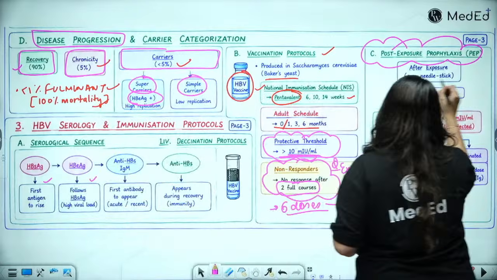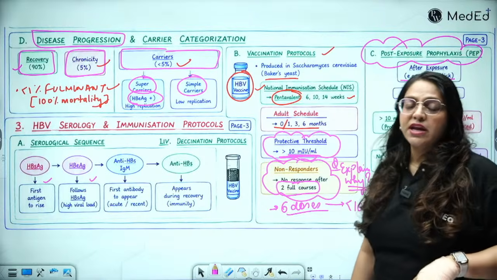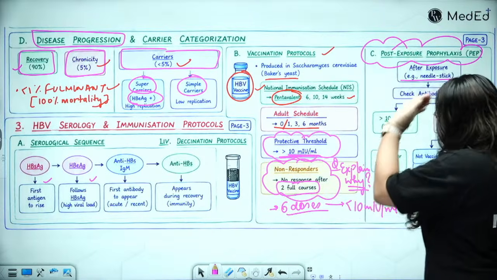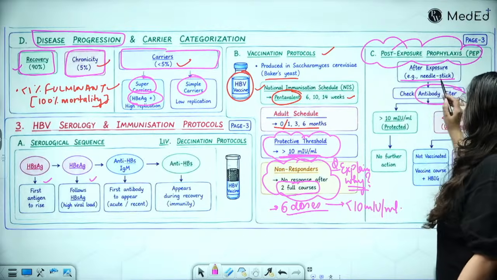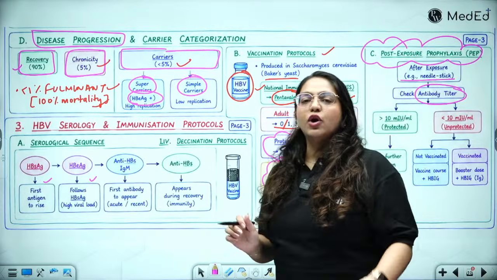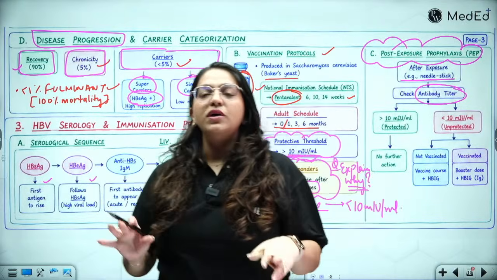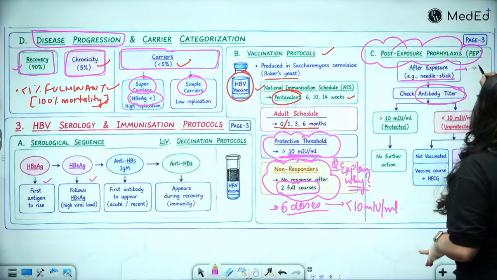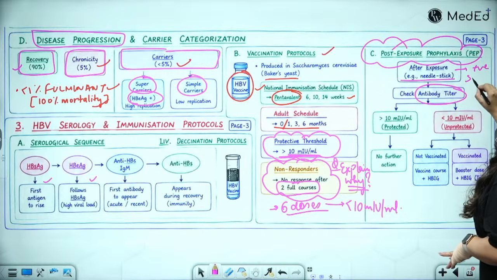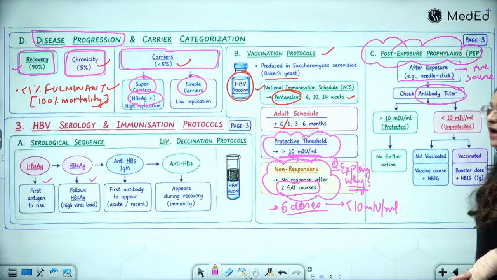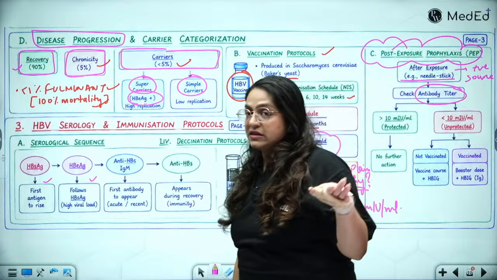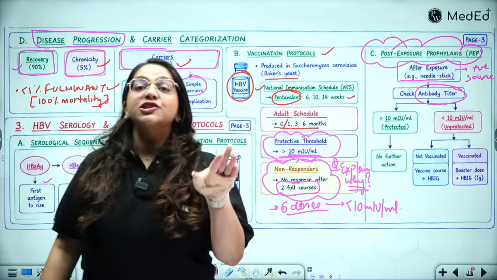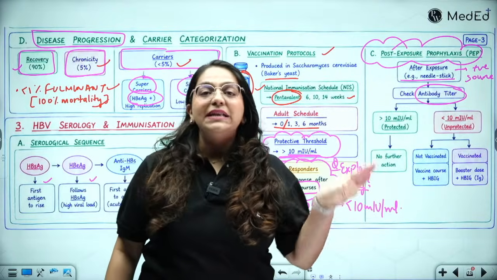So after exposure, for example, you got a needle stick injury, you first check whether your antibody titers are enough or not. Suppose you got pricked and the source was positive, you got pricked from a positive person. Now what? Now we don't look at your vaccination status, we only look at your protection status. We get your antibody titers done.